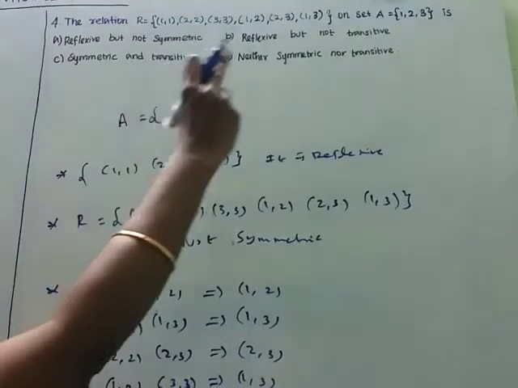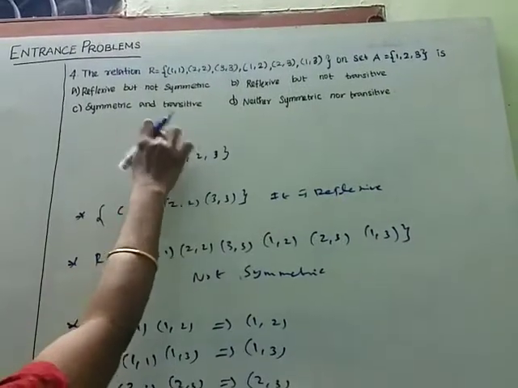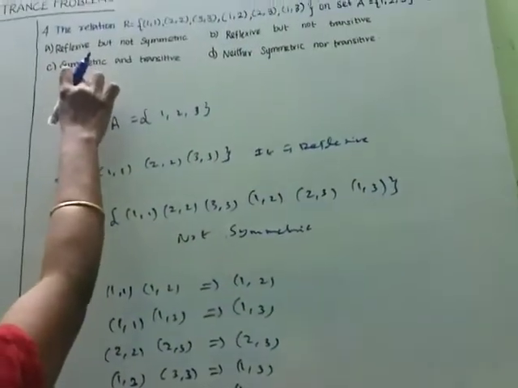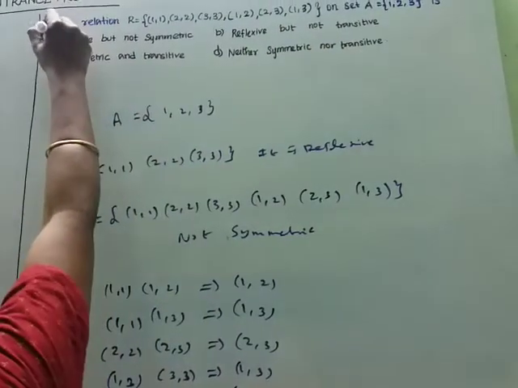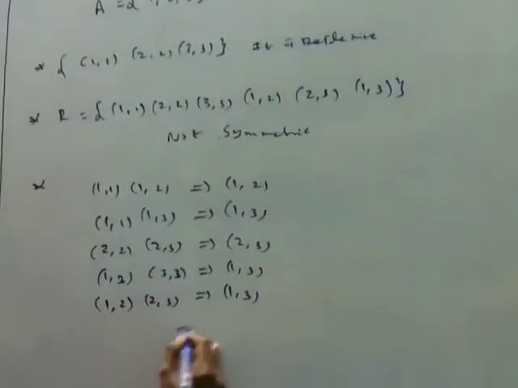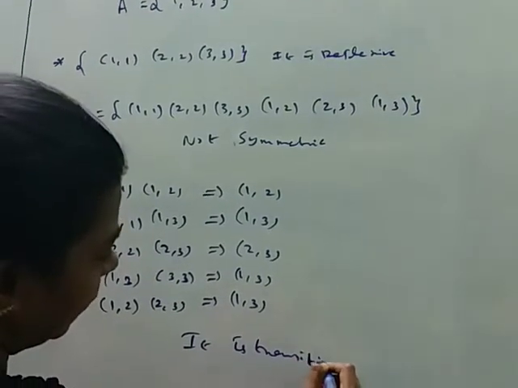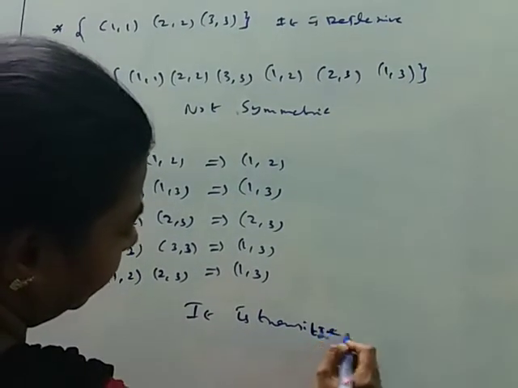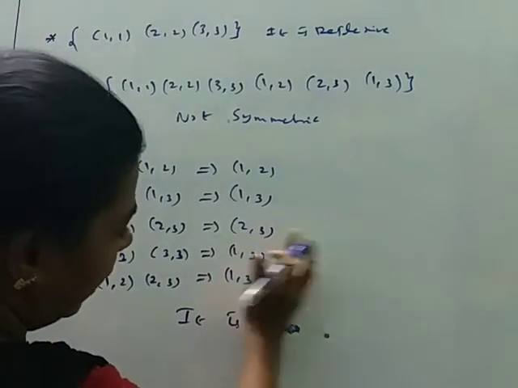So the choice reflexive but not transitive is not correct. Symmetric and transitive: it is not symmetric, so this choice is also not correct. Neither symmetric nor transitive is also wrong. So the only choice is reflexive but not symmetric, because it is transitive. So the answer is reflexive but not symmetric. Okay ma? Have you understood?